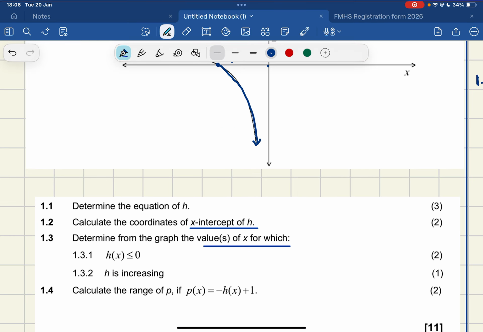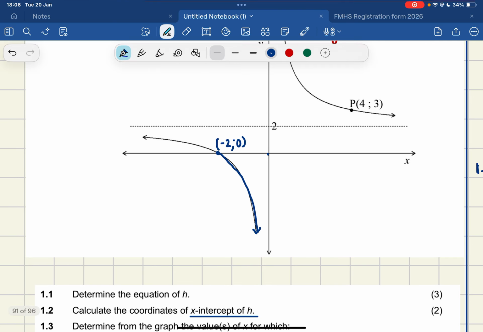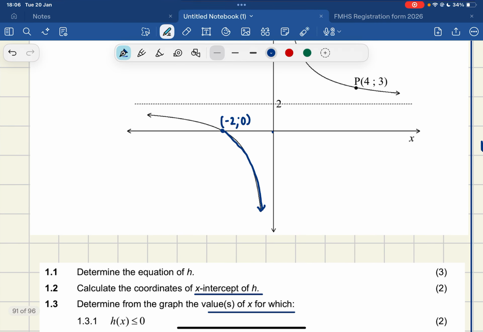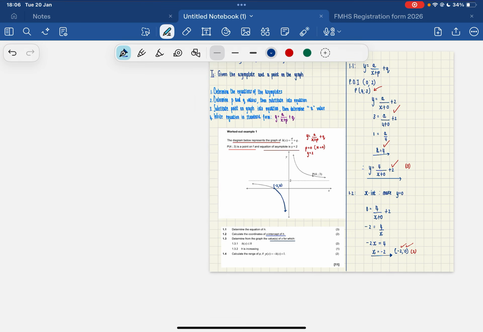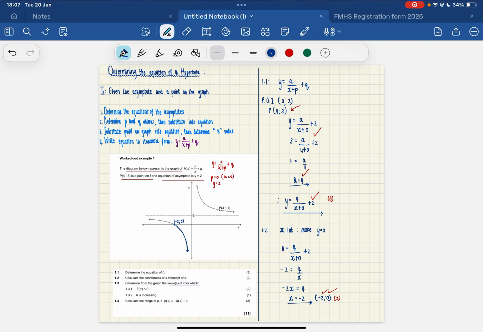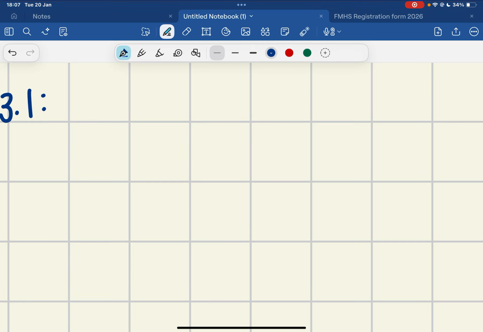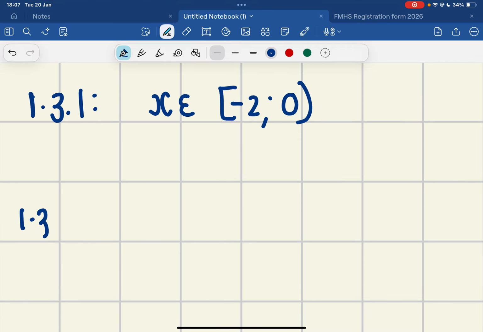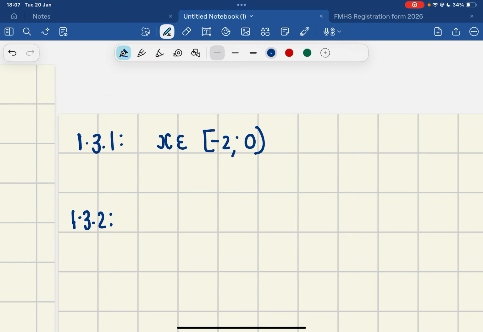So now it asks us for which values of x the graph of h of x is equal to or below the x-axis. That's how we interpret this inequality. So it would be from negative 2 up to, but not including 0. Negative 2 up to, but not including 0. Because why? 0 is an asymptote. So therefore, x is an element of, including negative 2, up to but not including 0. Okay.